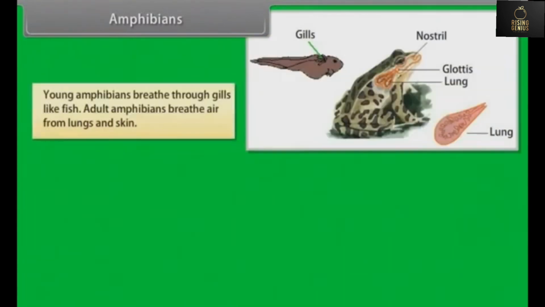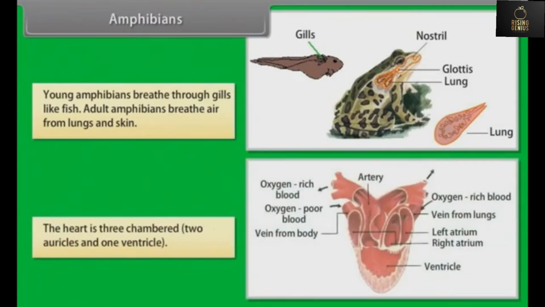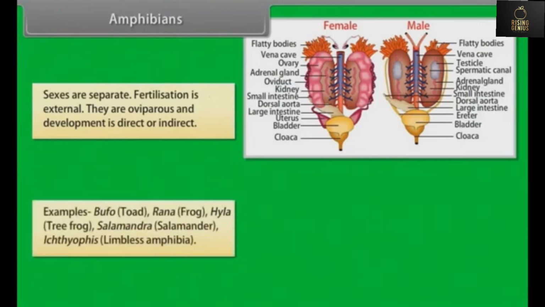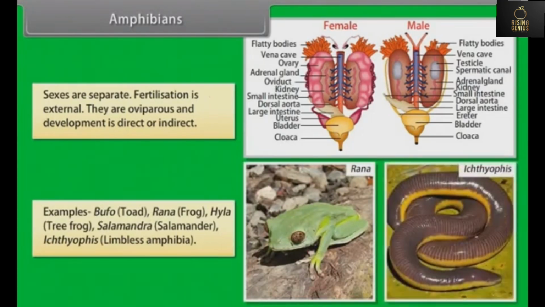Young amphibians breathe through gills like fish. Adult amphibians breathe air from lungs and skin. The heart is 3-chambered, 2 auricles and 1 ventricle. Sexes are separate. Fertilization is external. They are oviparous and development is direct or indirect. Examples: Bufo, toad, Rana, frog, Hyla, tree frog, Salamandra, salamander, Ichthyophis, limbless amphibia.